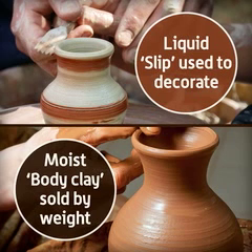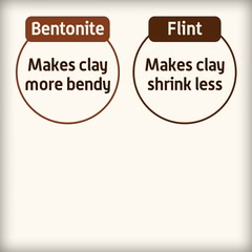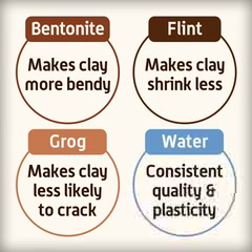The properties of this clay can be altered by changing its composition by adding any of the following: bentonite to make it more bendy, flint to make it shrink less when it's fired, or grog, which are small pieces of previously fired clay to make it less likely to crack when it's fired. You can also adjust the amount of water to make ceramic materials that are consistent in quality and plasticity. This is necessary when mass-producing ceramic items.